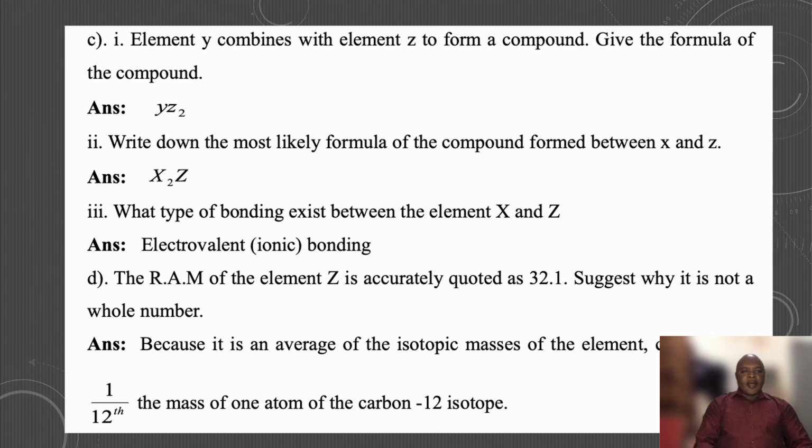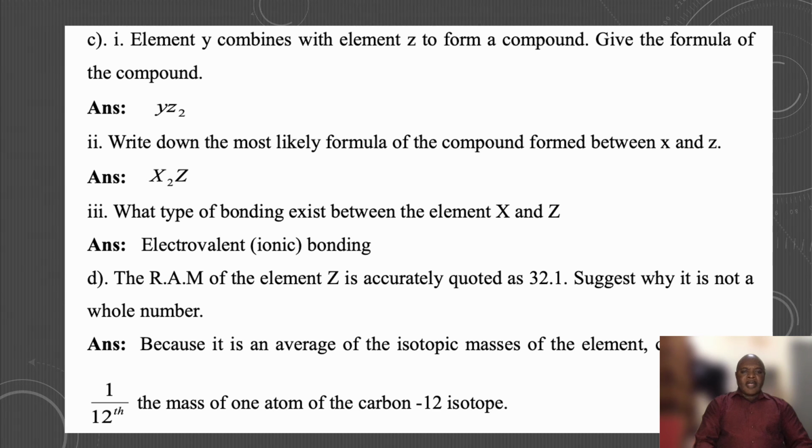Okay. Number 3. What type of bonding exists between elements X and Z? Group 1 and group 6. The type of bond that exists between them is what we call an ionic bond. It's an ionic bond between metals and non-metals. Group 1 is a metal, and group 6 is a non-metal. So it is an ionic bond, or what we call an electrovalent bond, that exists.